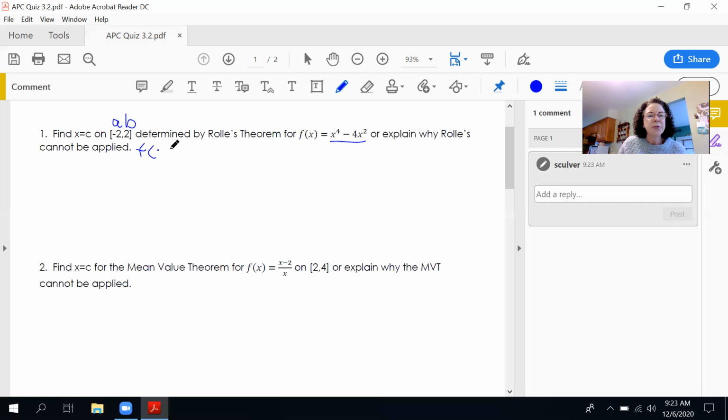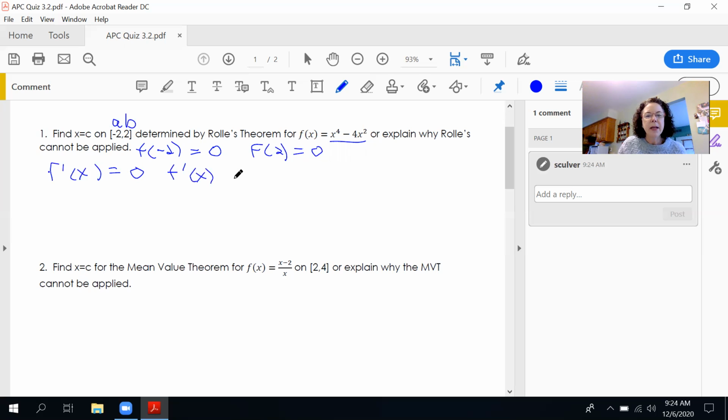So f of -2, when we put that into the equation, that's 16 minus 16, which is 0. Now f of b: you can see already that for f of 2, we're also going to get a 0. Again, f of a just has to equal f of b. It doesn't mean that they have to be 0, but they just happen to be 0 and equal to each other. So that means that somewhere there has to be an x between -2 and 2 where the derivative is 0. So let's go ahead and take the derivative.